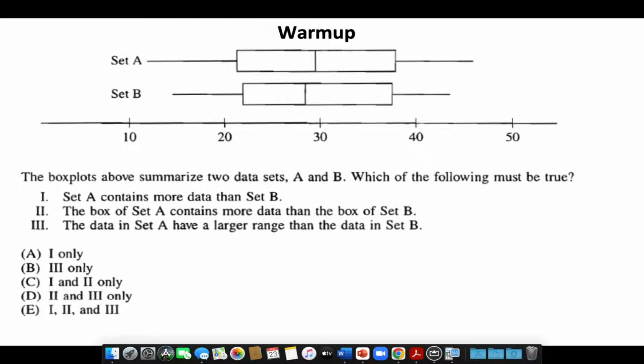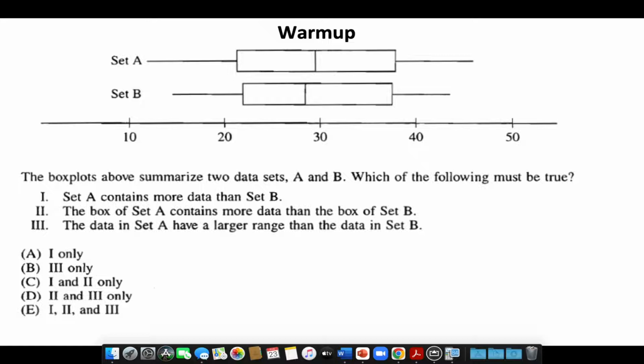Number 2, the box of set A contains more data than the box of set B. Well, if number 1 was false because we couldn't tell, how is number 2 going to be correct? Can't be, right? Number 2 can't, because it says the same thing. Oh, so it talks about the box. The box contains more data. We don't know that, right?